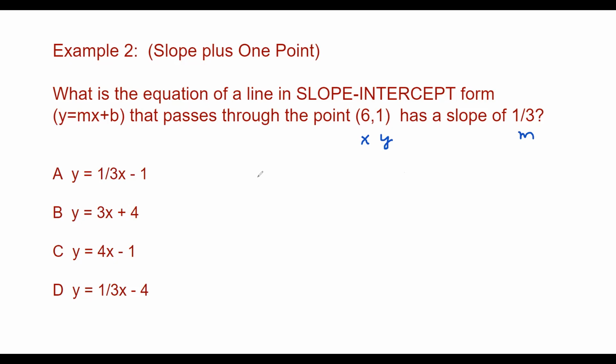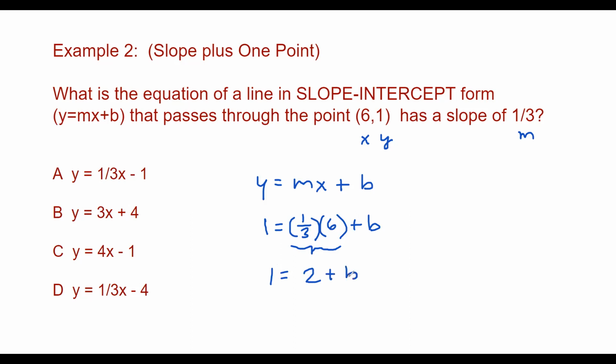Now that we've done this once, we kind of know what we're getting into. We're going to take this form of the line, y equals mx plus b, and substitute in the values of m, x, and y. y is 1. m is 1/3. And x is 6. And we don't know b. That's what we're trying to figure out right now. So let's simplify this part first. 1/3 times 6 is 2. 1 is equal to 2 plus b.